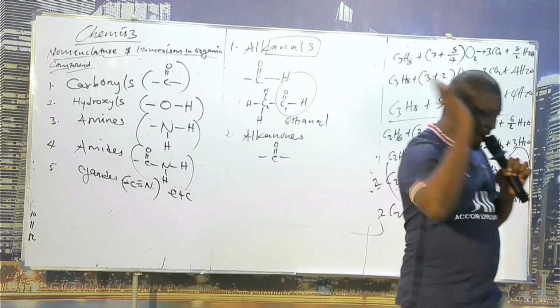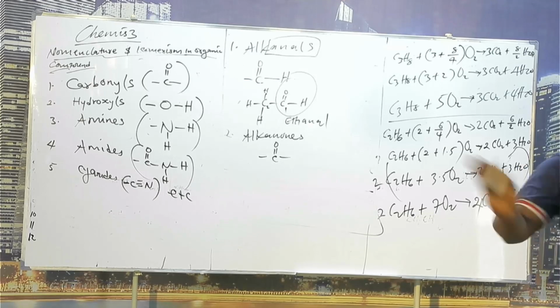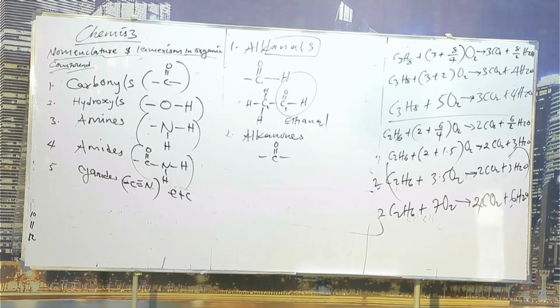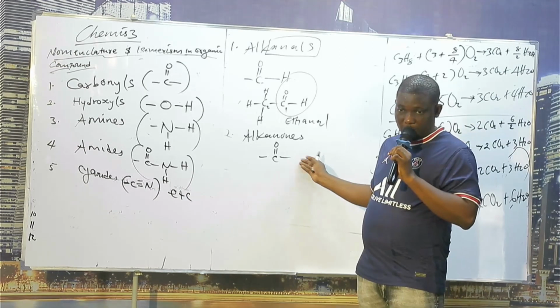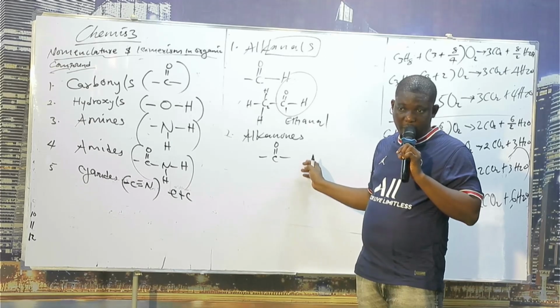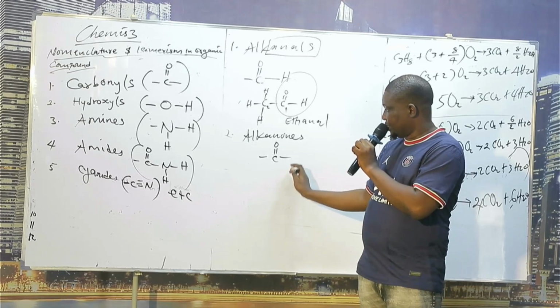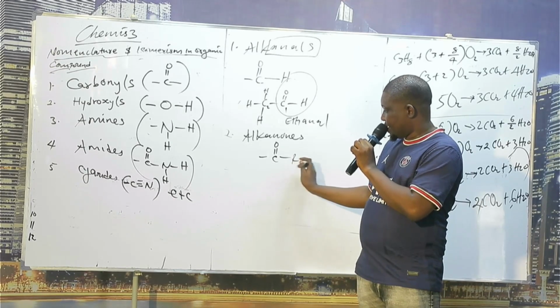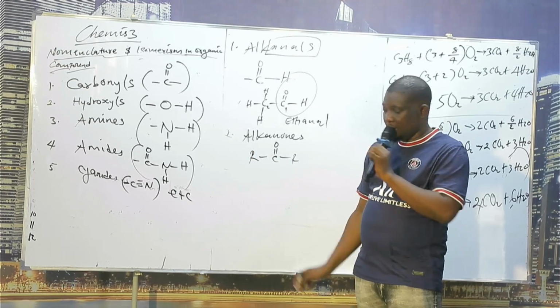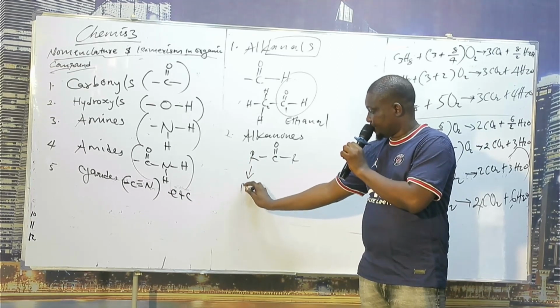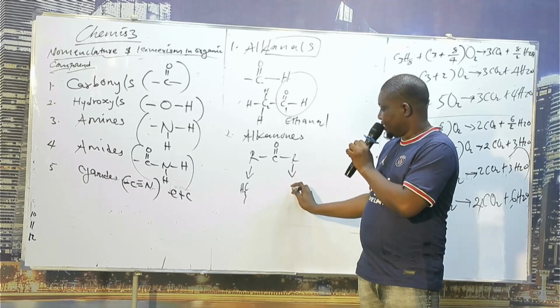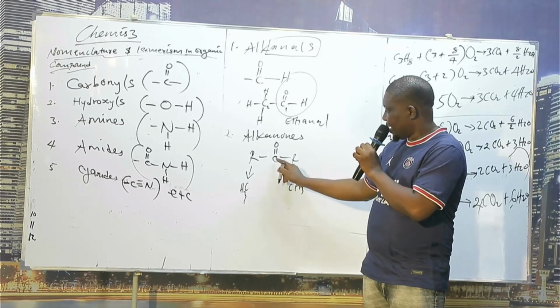Alkanone has only a carbonyl with two open chains. It doesn't link to any atom or group of atoms. It can only link to what? To two side chains, maybe R. This can link to R and what? R. Then if the R is CH3 and the other R is CH3, add it to this one.